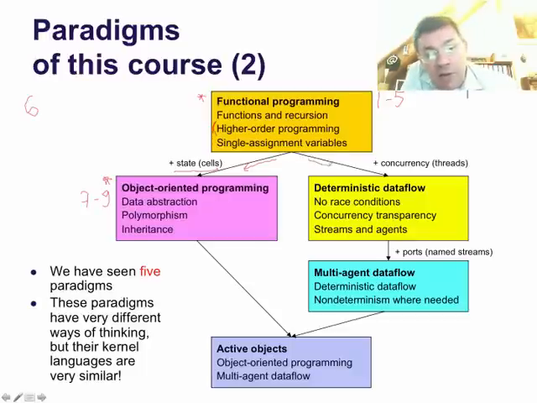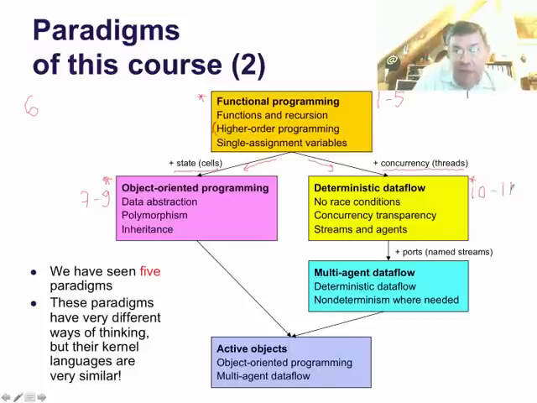We also did another extension where we added concurrency, threads, so multiple independent activities to the functional programming paradigm. Together with single assignment, this gives us a paradigm called deterministic data flow. We devoted lessons 10 and 11 to deterministic data flow. This is a very nice paradigm for concurrent programming. It's essentially a kind of generalization of functional programming, so all the techniques of functional programming remain useful in deterministic data flow, in particular no race conditions.